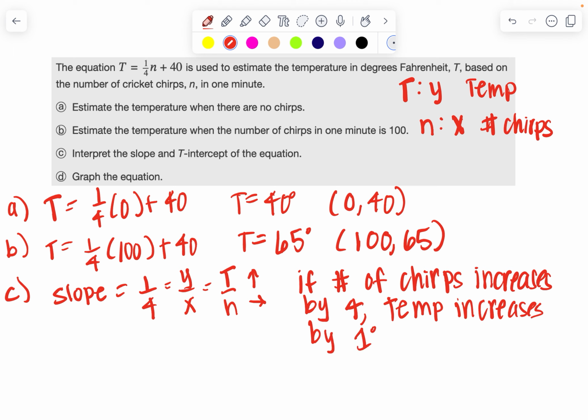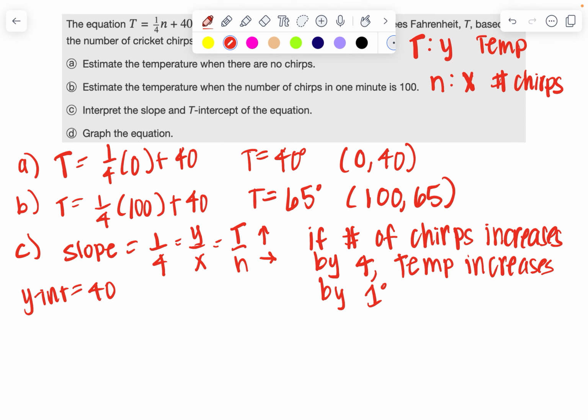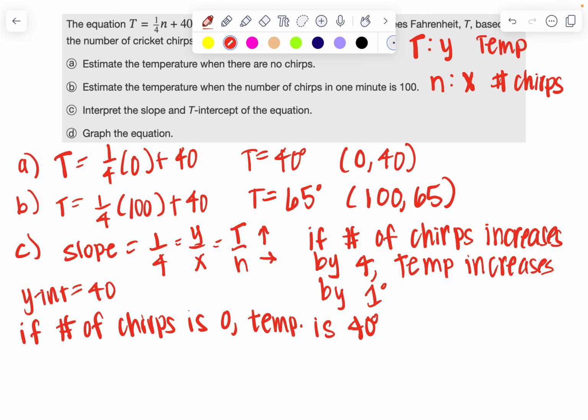My y-intercept here is 40. Again, that just means the y value when x is 0. So if the number of chirps is 0, the temperature is 40 degrees.